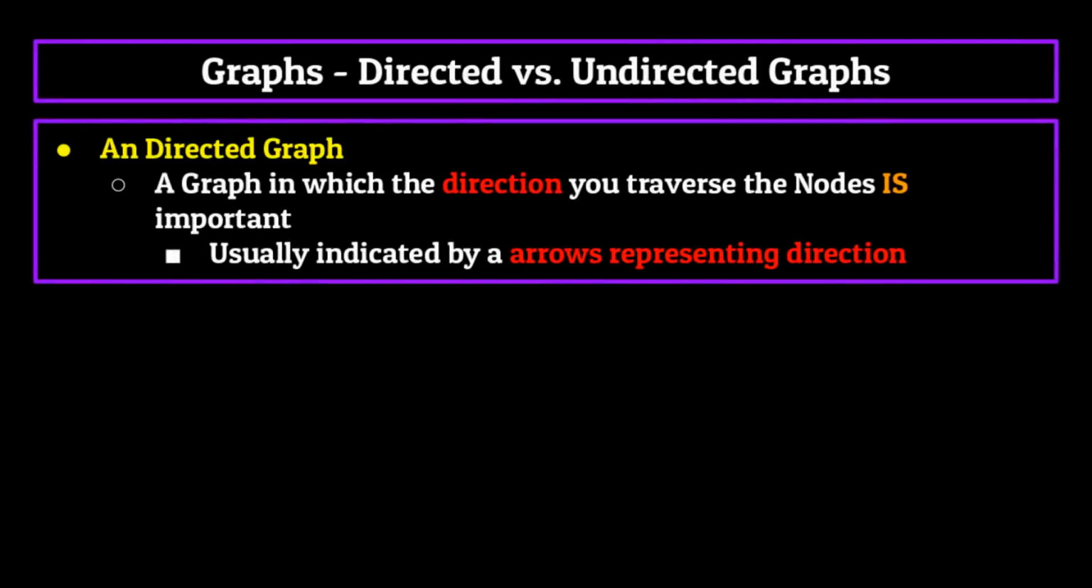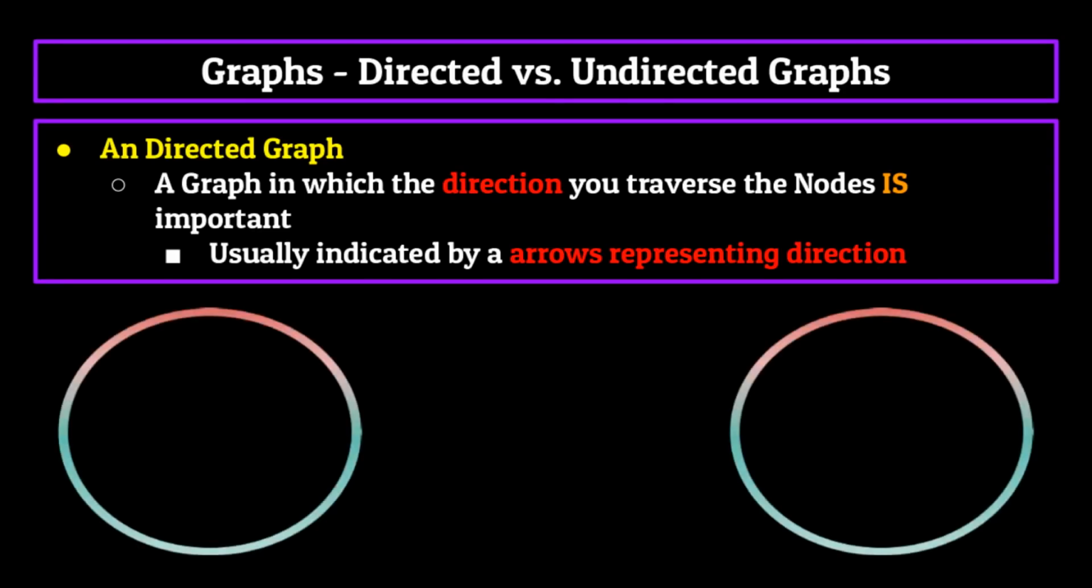In contrast, a directed graph is one in which the direction you traverse the nodes is important. This is usually indicated by arrows representing which nodes a certain node is able to traverse to. The edges could point both ways, but they don't have to. It's very possible the edge only points one way.